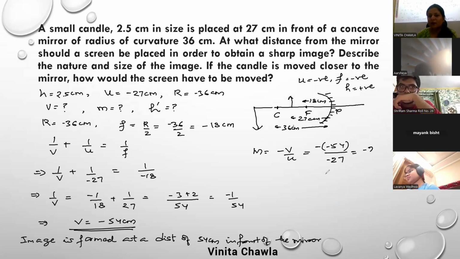Minus 2 came. So image magnification is negative, therefore image is real. And mod M is greater than 1, sorry, 2 is greater than 1. Mod M is greater than 1, therefore image is enlarged.